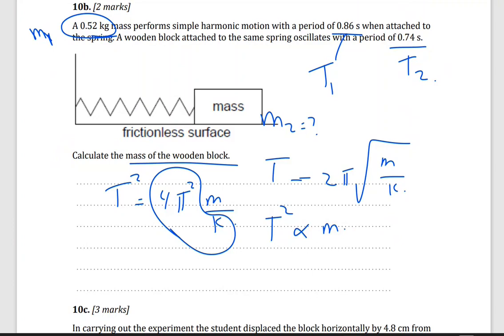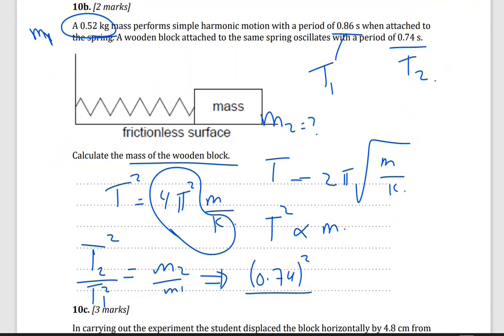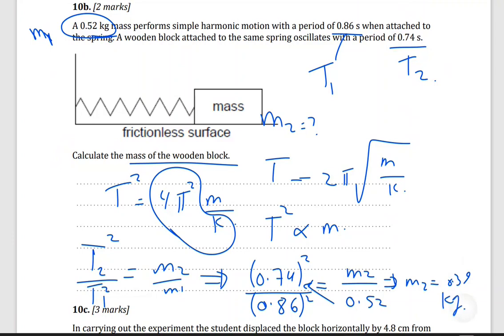So I can create a formula, T2 squared divided by T1 squared equals M2 over M1, because of this proportionality. Now T2 squared is 0.74 seconds squared divided by 0.86 squared equals M2 over M1, which is 0.52. Now cross multiplication and you should get M2. So M2 will be 0.39 kilogram. Don't forget the unit.